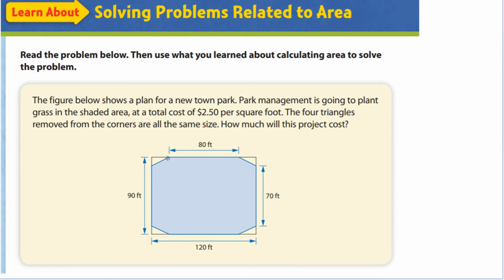Obviously, another way of doing that is just finding, first of all, the area of the whole rectangle, which is 90 by 120. And then you can find the area of each of the triangles. What's the measurement here? What's the measurement here? If you know the measurement of this base and you know the measurement of this height, you'll be able to find the area of that triangle and then multiply by 4. Think.